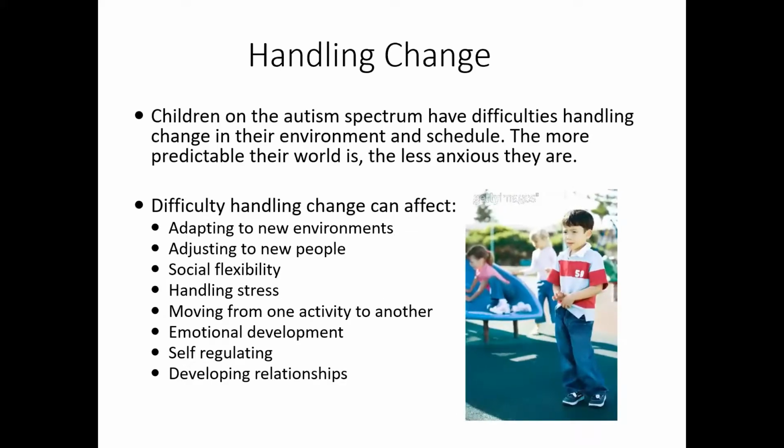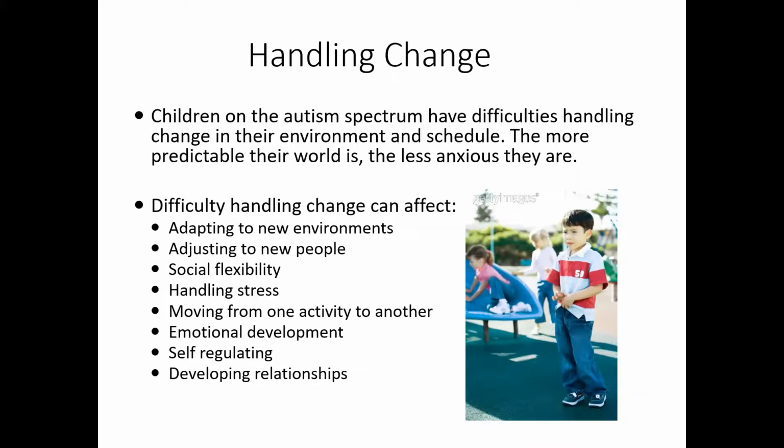So here are some ways to help autistic people with handling change. Change and transitions can be difficult. Children on the autism spectrum have difficulties handling change in their environment and change in their schedule. The more predictable their world is, the less anxious they are. So of course we want to try and make the environment as predictable and structured as possible, so that autistic people can be successful. However, sometimes surprises come up, or there are changes in a schedule that are outside of our control. So it is important to also help autistic people with handling change and using some of those calm down strategies that we talked about earlier when they do get dysregulated and upset about changes.